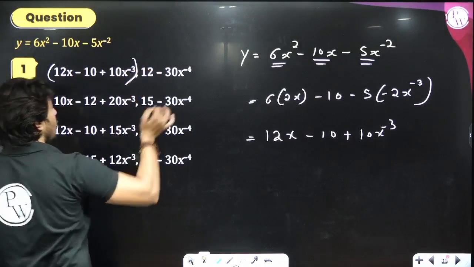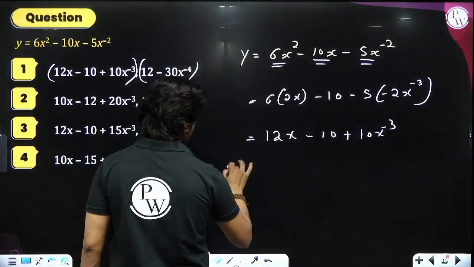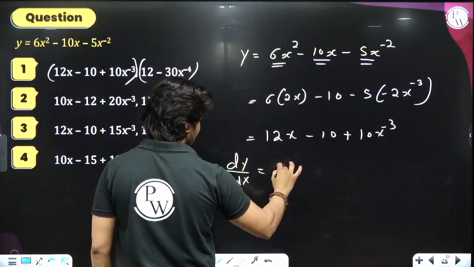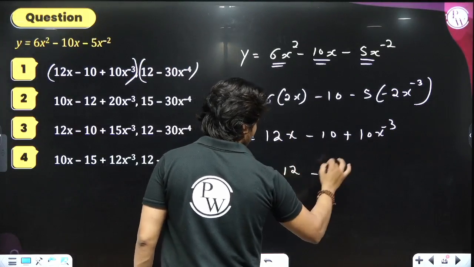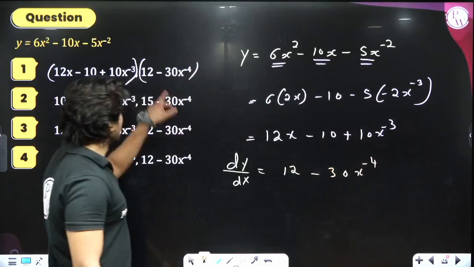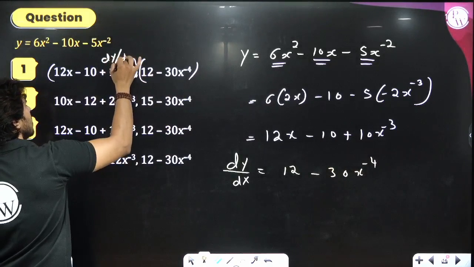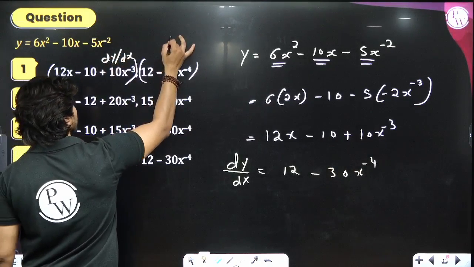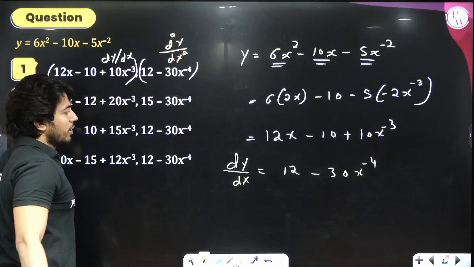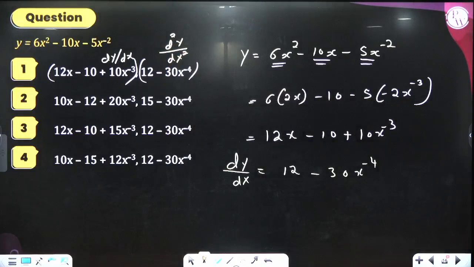And this is d2y by dx square. If you again differentiate it, you are left with 12 minus 30x to the power minus 4. So this is dy by dx, and this is the second differentiation, that's d2y by dx square. Okay, dear students, is this point very clear? Just note it down quickly, fast.